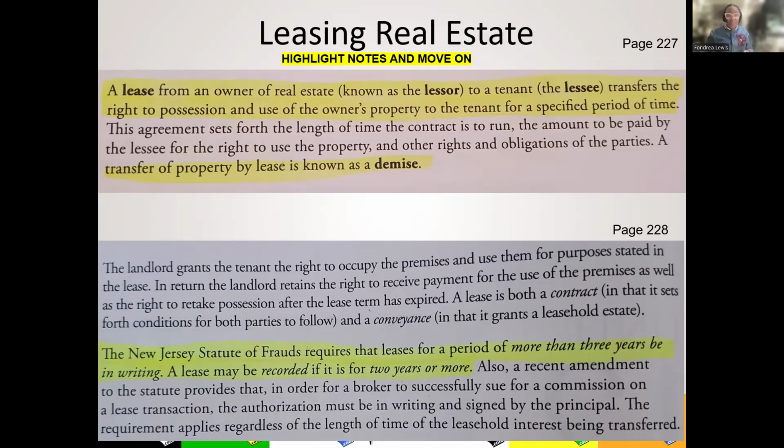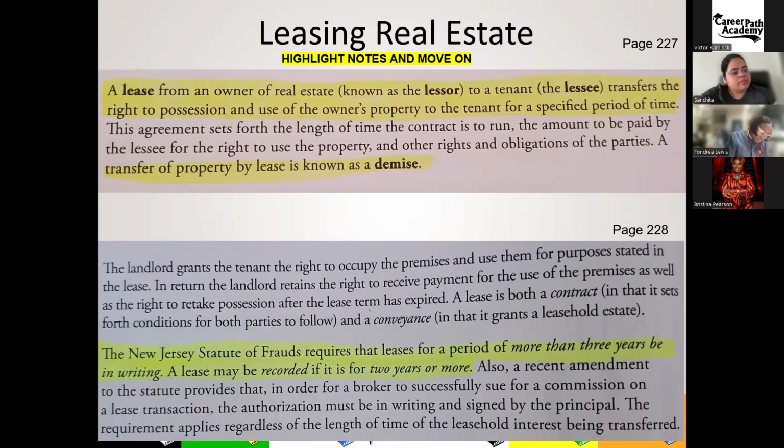Okay. Next page, New Jersey statute of frauds. Okay, so you guys got those? New Jersey statute of frauds requires that a lease for a period of more than 3 years be in writing. Got it. And that it could be recorded if it's two or more.